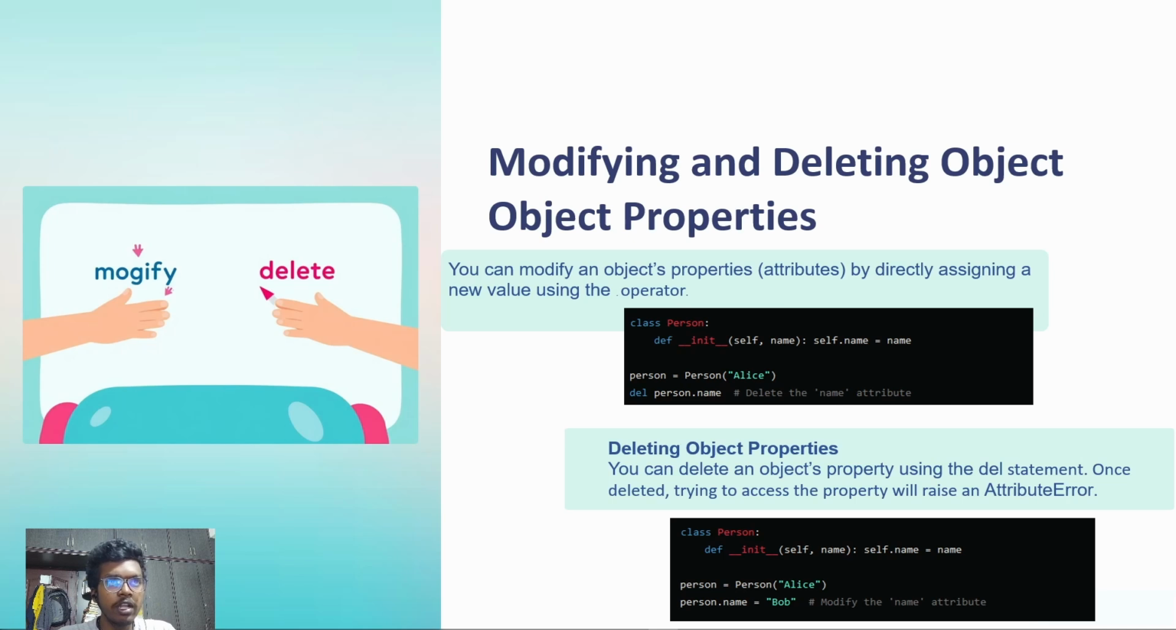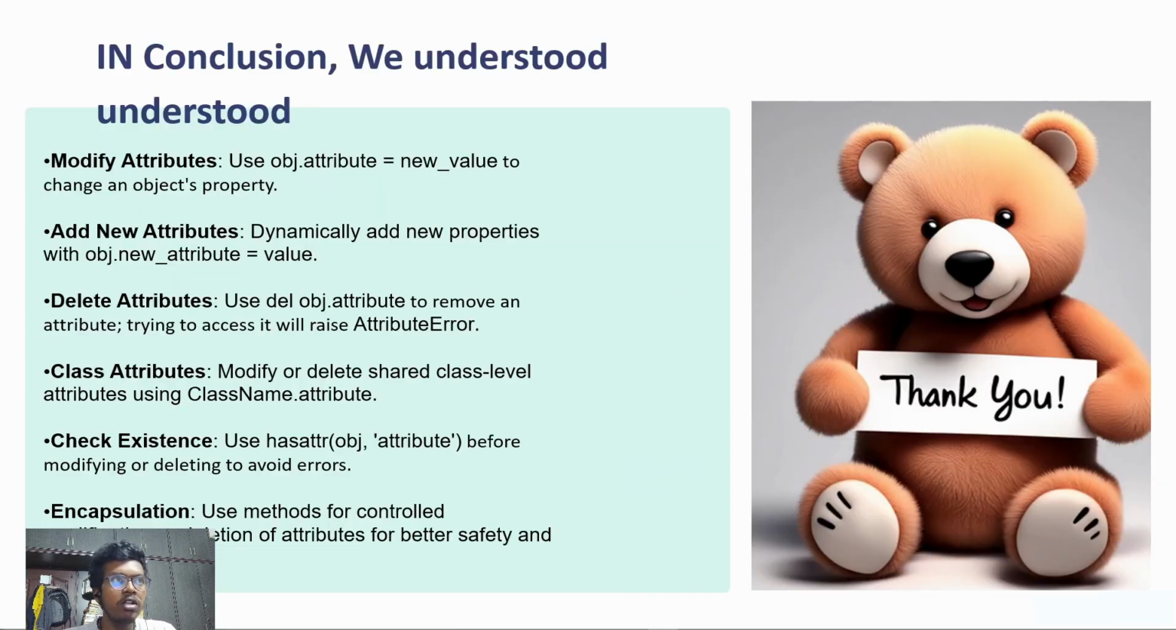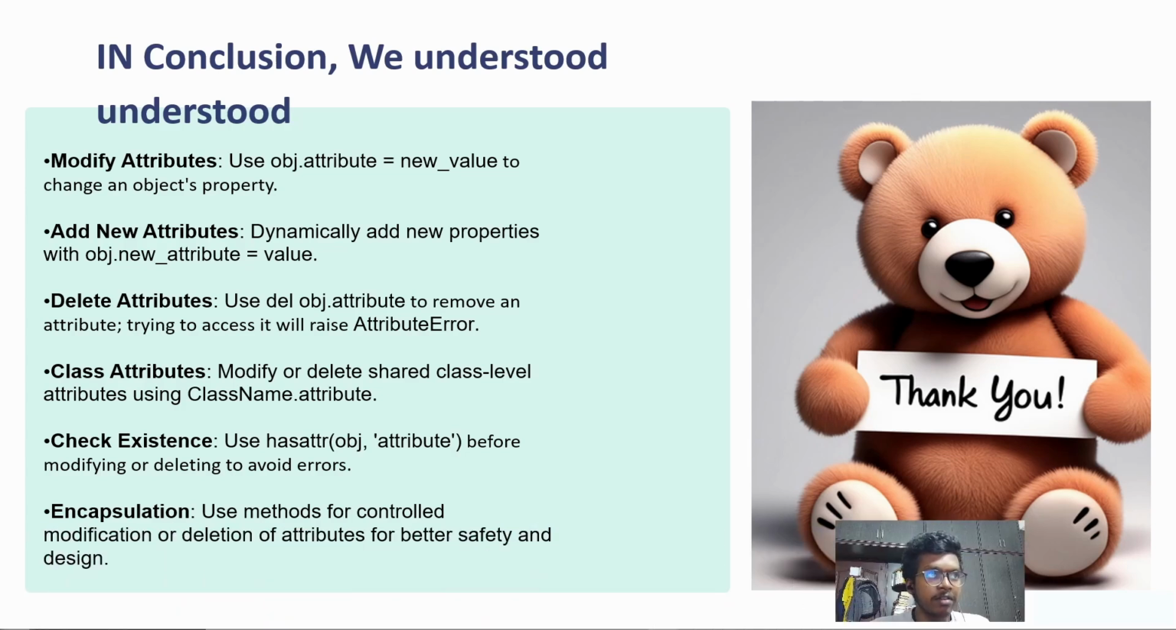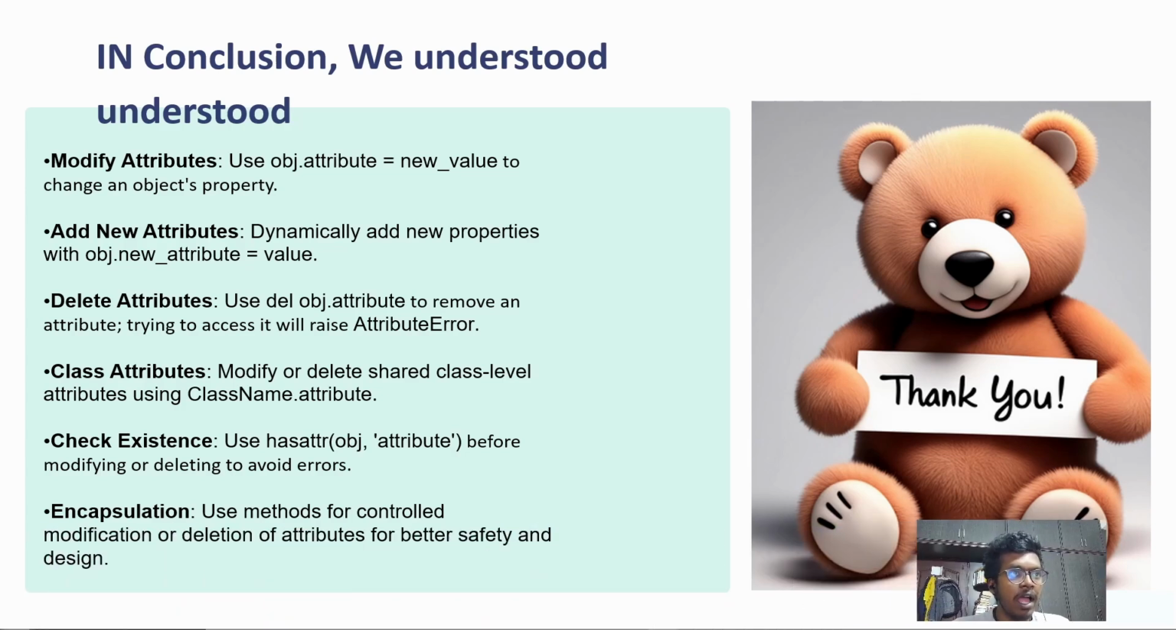Deleting objects. You can delete an object's property using the del statement. Once deleted, trying to access the property will raise an AttributeError. Moving forward, in conclusion, we understood modifying attributes, adding new attributes, deleting attributes, and class attributes, as well as how to check existence using hasattr, object.attribute, and encapsulation.